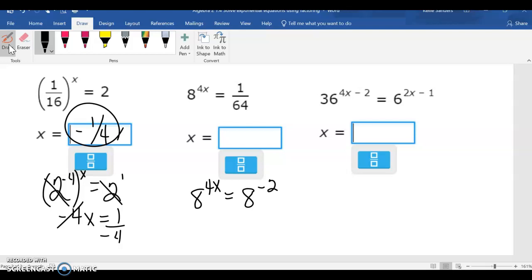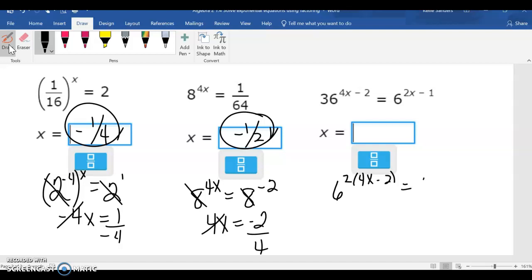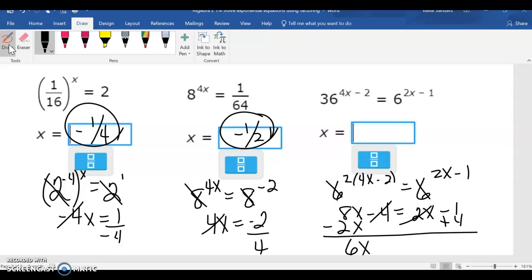So again, 1 over 64 is flipped, so the exponent needs to be negative, and 8 squared is 64. So 4x equals negative 2. Divide by 4, and you get negative 1/2. Those will cancel. Distribute the 2. Add the 4. Subtract the 2x. 6x equals 3. Divide by 6, and you get 1/2.